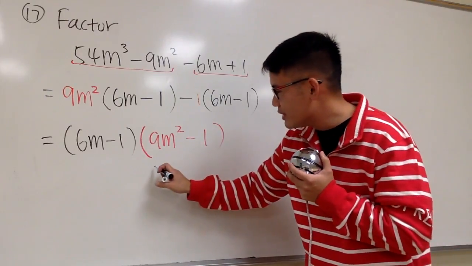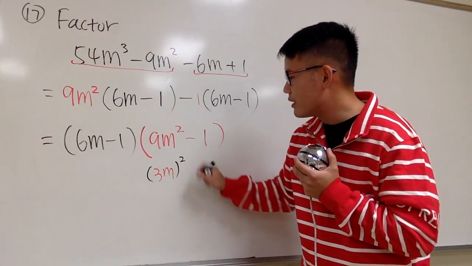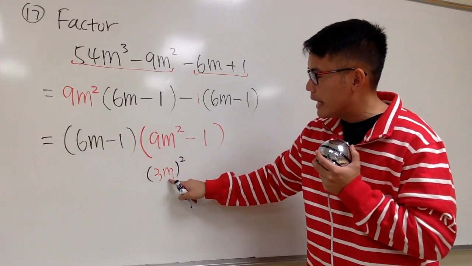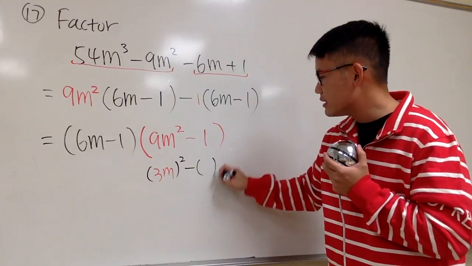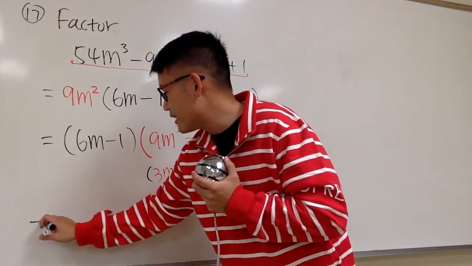Yes, look at this. You see that this is the same as saying 3m squared, right? Because you have 3 to the second power is 9, and then m squared is, of course, m squared. And then the minus 1 is the same as minus 1 inside, and then square that. So, with that being said, let me show you.